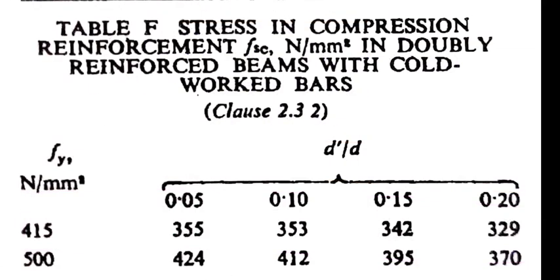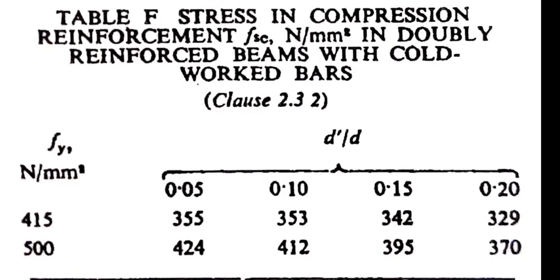So this is Table F of SP16, the design aids. Table F gives the stress in compression reinforcement, fsc, in Newton per mm square in a doubly reinforced beam with cold worked bars. Fy is given in Newton per mm square for 415 grade and 500 grade of steel, and the ratio d dash by d is given. A few ratios are given: 0.05, 0.1, 0.15, 0.2.